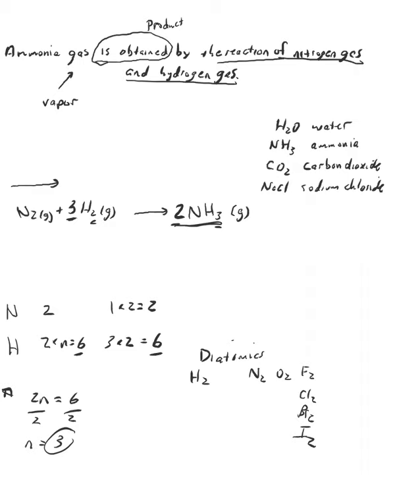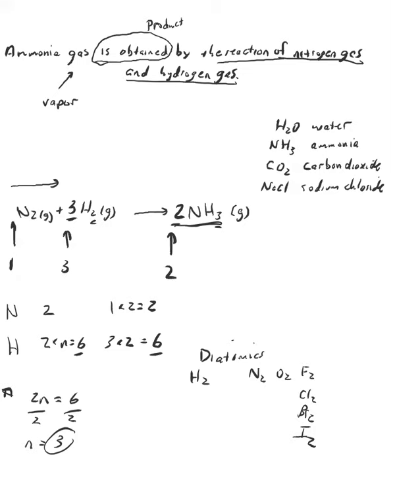N2 plus 3H2 gives us 2NH3. And they're all gases. We got the states of matter. What we would call stoichiometry. Stoichiometry, that term refers to the coefficients. The coefficients are 1, right? That's the coefficient of 1. Even though there's nothing written there, the coefficient is really a 1. The coefficient there is a 3, and the coefficient there is a 2.